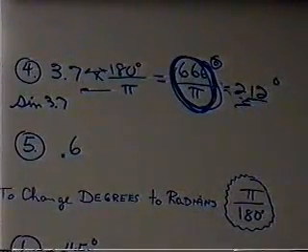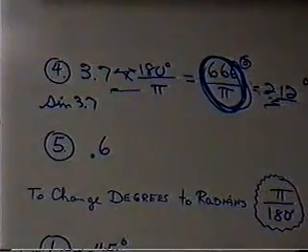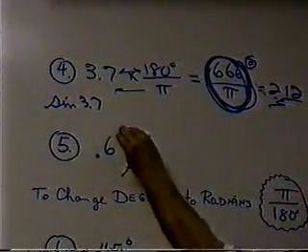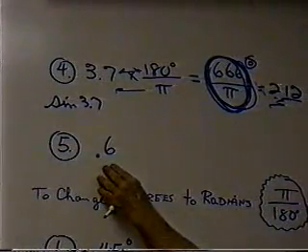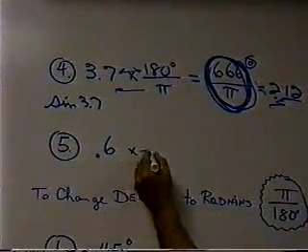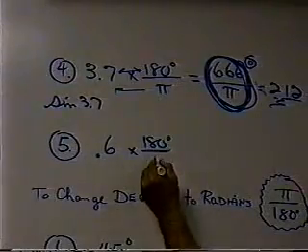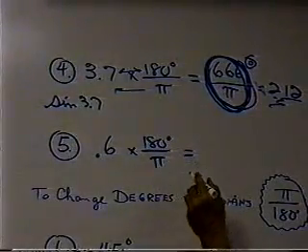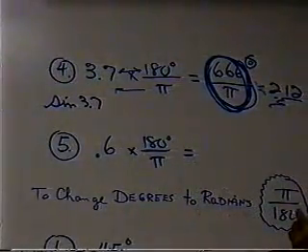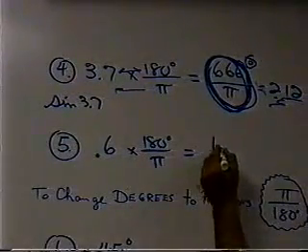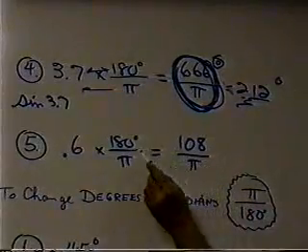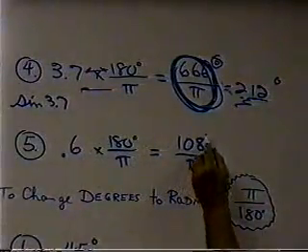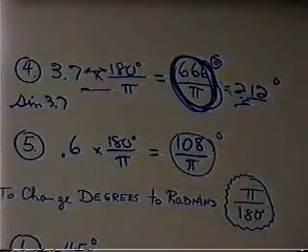All right, next example, number 5, 0.6. It has no degree mark up here, has nothing written around it. If this is an angle, then it becomes radians. Therefore, we multiply by 180 degrees over pi. And what do we get when we multiply? We get 108 over pi. Now, here's what I want you to see. This times that is 108 over pi degrees.